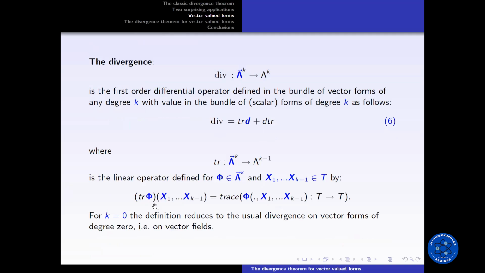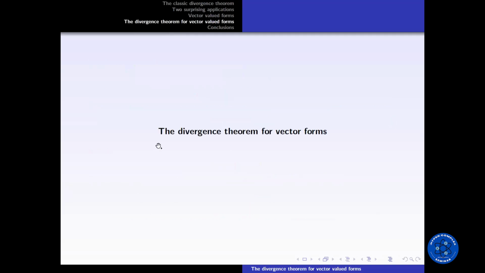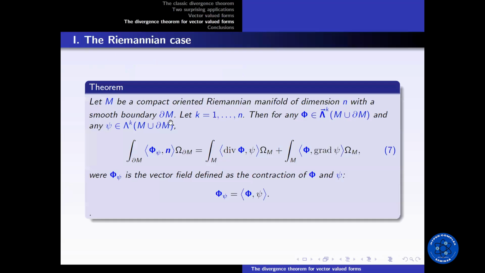The trace of phi of vectors x1, ..., xk is simply the trace of this automorphism of the tangent bundle. So we have two notions, gradient and divergence. And now let me formulate the divergence theorem for such objects. Theorem, the Riemannian case. So we are on a Riemannian manifold.